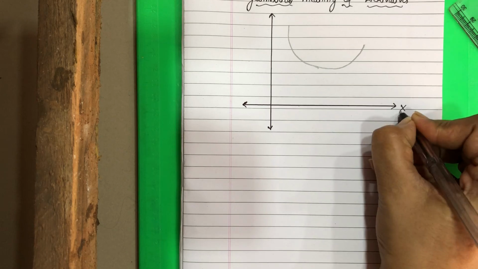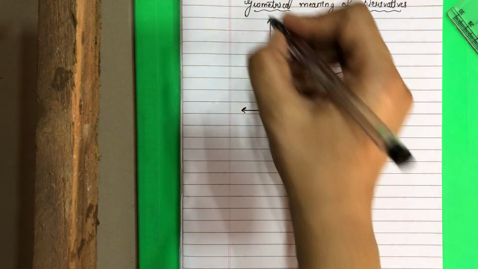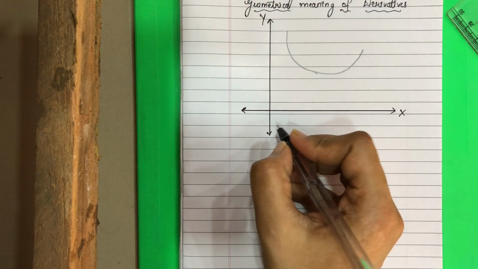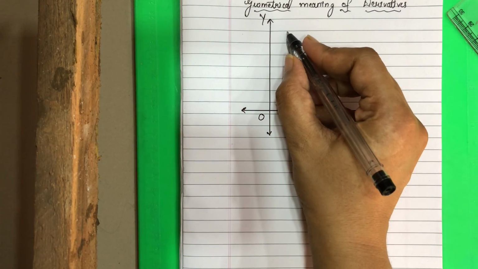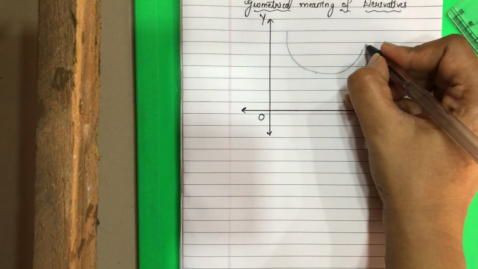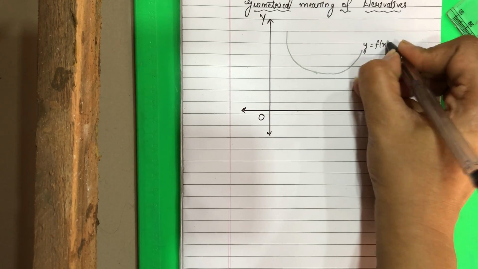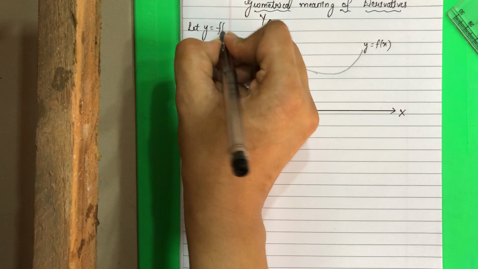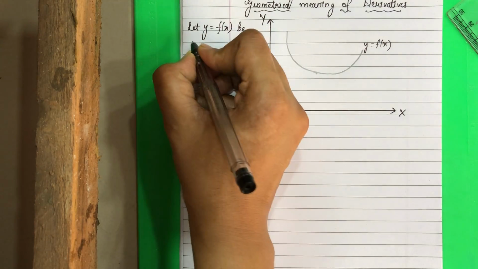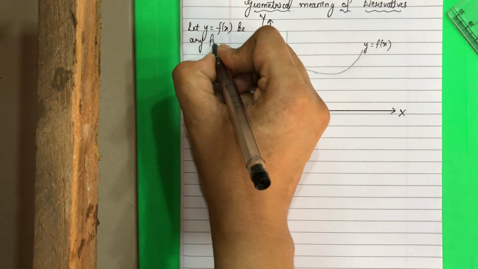Suppose this is your x-axis and this is your y-axis. This is the origin. This is any curve y is equal to f(x). I just take y is equal to f(x) to be any function.